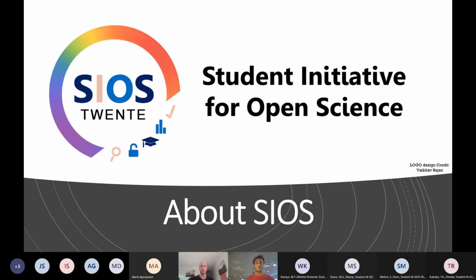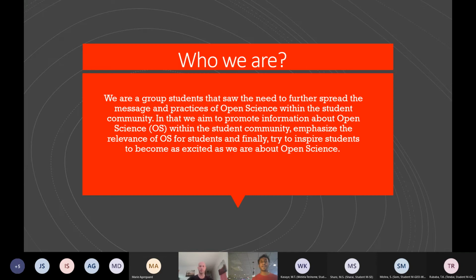We are the Student Initiative for Open Science. About us, who we are: along with Sarai and me, we are the initiators of the open science student community at the University of Twente. We are a group of students who saw the need to further spread the message and practices of open science within the student community. We aim to promote information about open science, emphasize its relevance for students, and finally inspire students to become as excited as we are about open science.